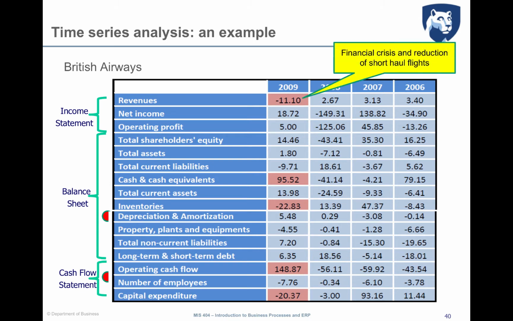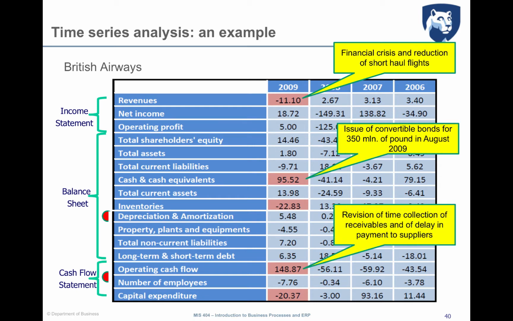Like, for example, British Airways in 2009 experienced a decrease in sales because of the financial crisis and reduction of short-haul flights. Or again, it experienced a liquidity reduction because of the issue of convertible bonds for 350 million pounds during August 2009, and so on. Or it experienced an increase of operating cash flow due to a revision of time collection of receivables and delay in payment of suppliers.